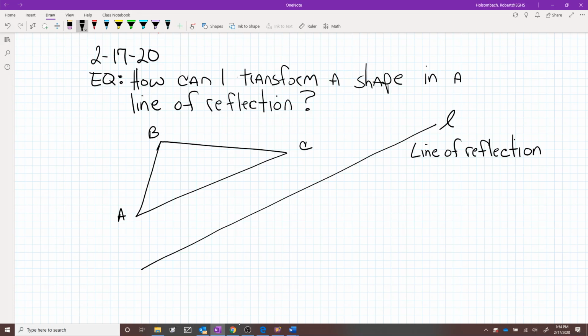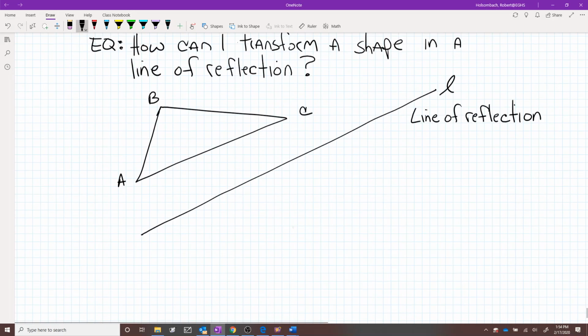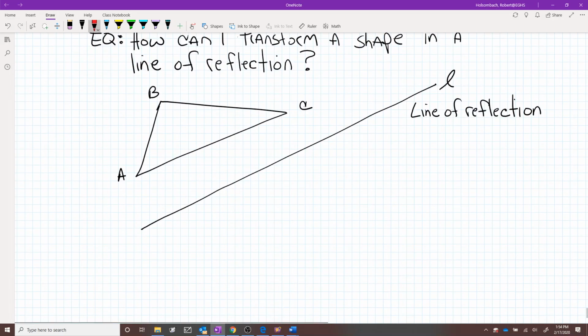In order to transform a shape in a line of reflection, the first thing that you want to do is to take each vertex, and you can imagine it or you can draw a line. If you have a good imagination, you can imagine it. If you don't, you can draw a line perpendicular to the line of reflection through the point. And then you repeat that process for each vertex, from the point perpendicular to the line of reflection. And we'll do it one more time right here.